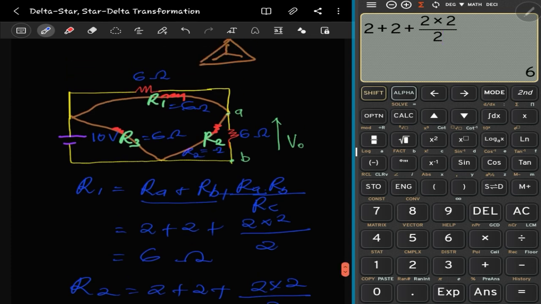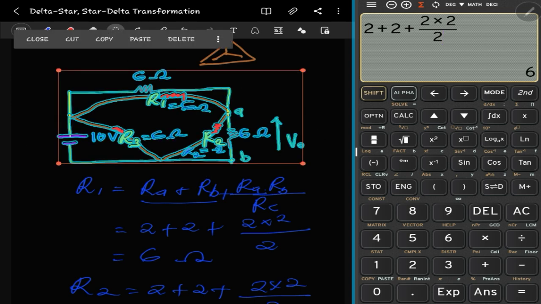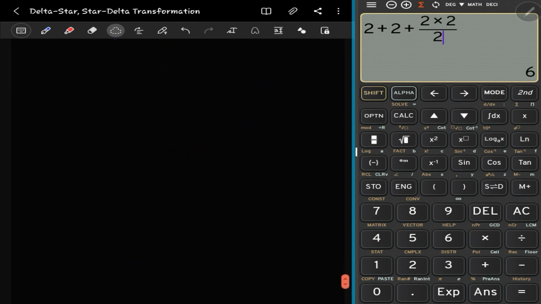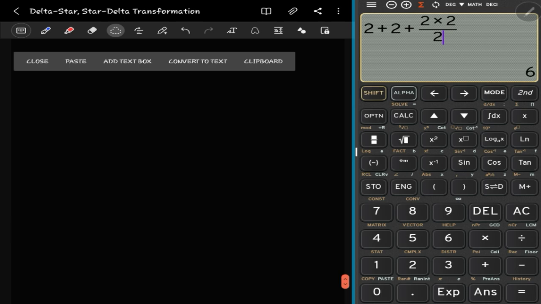Okay, so we redraw this. But then we could clearly see that after we did all the computations, the delta resistors that we are getting are all the same, 6, 6, 6. And that's because the resistors on the star were all the same value, which is 2.